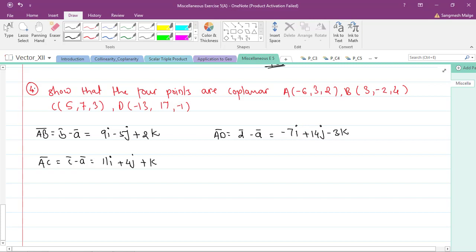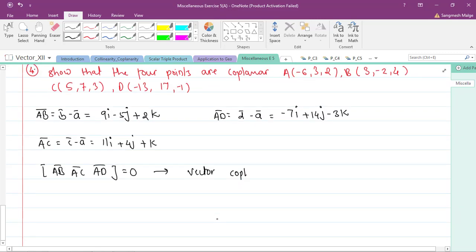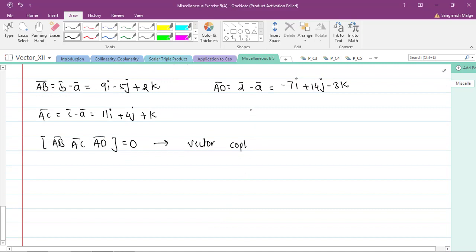Okay, so we have three vectors, and you know that during the scalar triple product we have studied that if the box product of any three vectors AB bar, AC bar and AD bar is equal to 0, then we say the vectors are coplanar vectors. Okay, so you can find out in any way. You can use this method also.